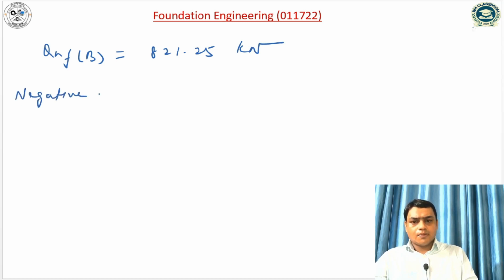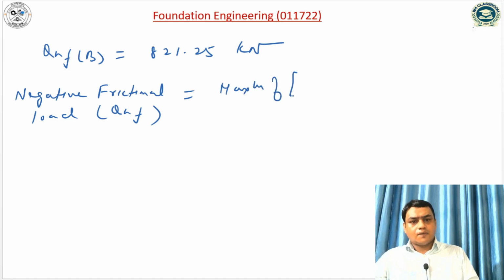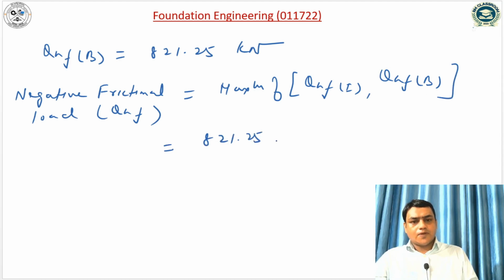So the negative frictional load is equal to the maximum of QNF individual and QNF block. So the maximum value is 821.25 kilonewton.